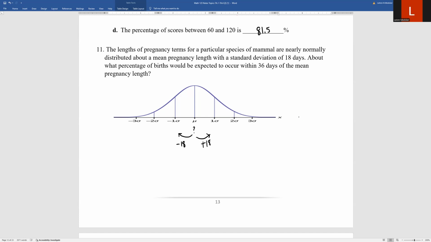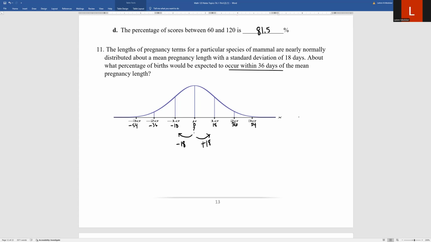About what percentage of births would be expected to occur within 36 days of the mean? Okay, so let's imagine for a second this is 0, just because that might help us visualize it. If you add 18, you'd be at 18 days more, and then 36, and then 54. If we subtract 18, we'd be at negative 18, negative 36, and negative 54. So imagine this being like the date that they told you the baby should be born. They asked us what percentage of births would occur within 36 days of the mean.